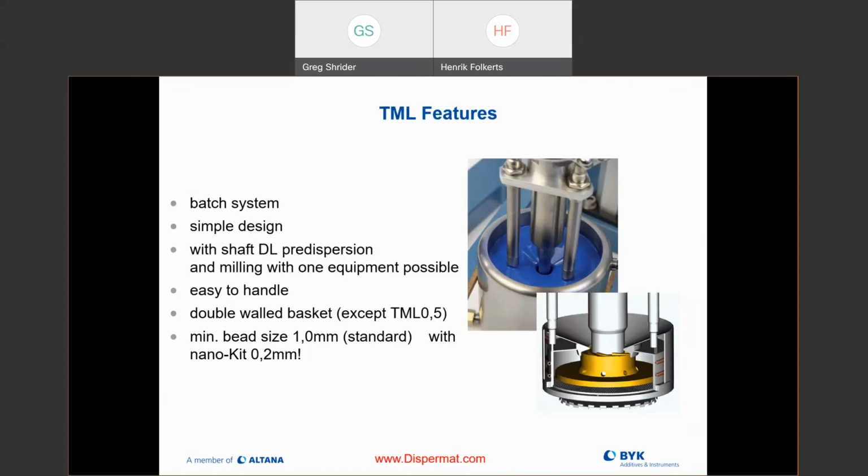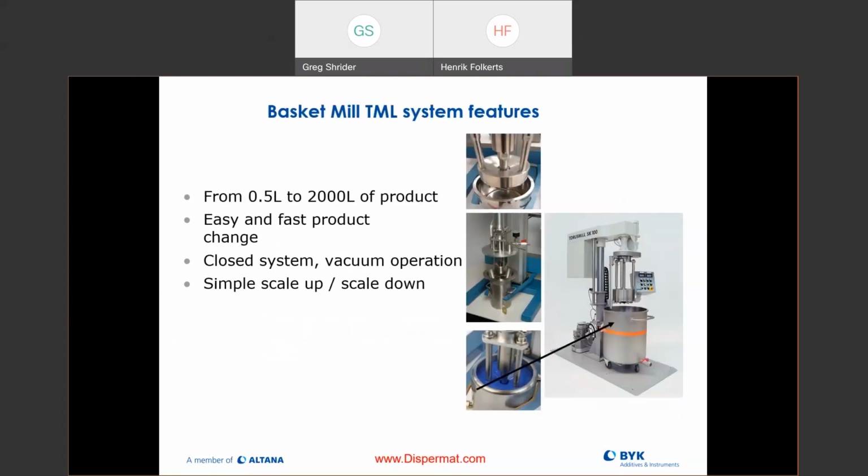On the basket mill, we also offer a nano kit, but there is a limitation: you can only properly go down to about 400 or 500 nanometers, and that's kind of the end of it. Otherwise, we really have to go with the horizontal. Here are some different slides showing you the different sizes. We can go from half a liter to about 2,000 liters of product. It's very easy to change my color, as I mentioned, with that type of milling system.